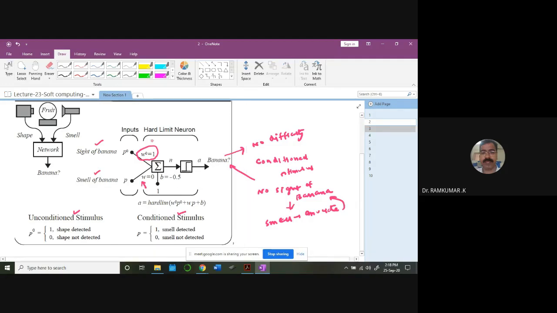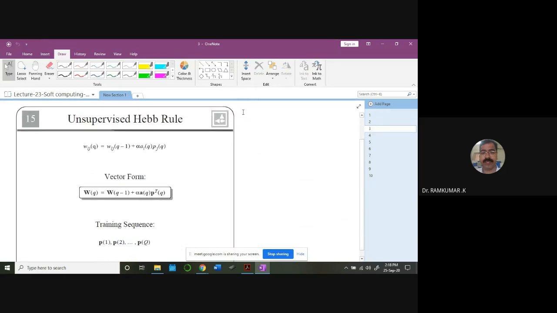Now in the same manner, whatever we have worked out, the hard limit function I'm using here is W naught P naught plus W P plus B, and this is the output of the neuron A. Now look into it. This unsupervised Hebb rule is more like this. We are in the Qth iteration. Q indicates the iteration number, Pj indicates the input, and A indicates the output of the neuron. Here, are we using any targets? No, it's unsupervised primarily because we don't know what the initial output will be. So naturally, alpha times A_q P_q transpose, whereas in the previous supervised learning mode it is more like T_q.